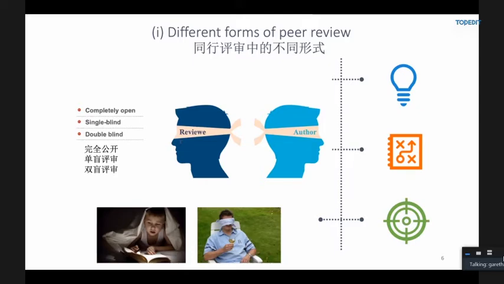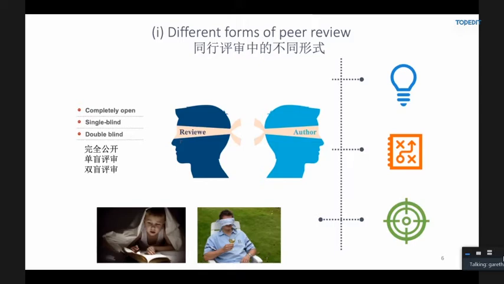So basically speaking, journals use either completely open peer review or some kind of blinded peer review, as it's called. Completely open is a situation where I might submit an article to a journal, the editor then passes my paper out for peer review, and both the reviewer and me, the author, are aware of each other's identity. I know who the reviewers are, the reviewers know who I am.